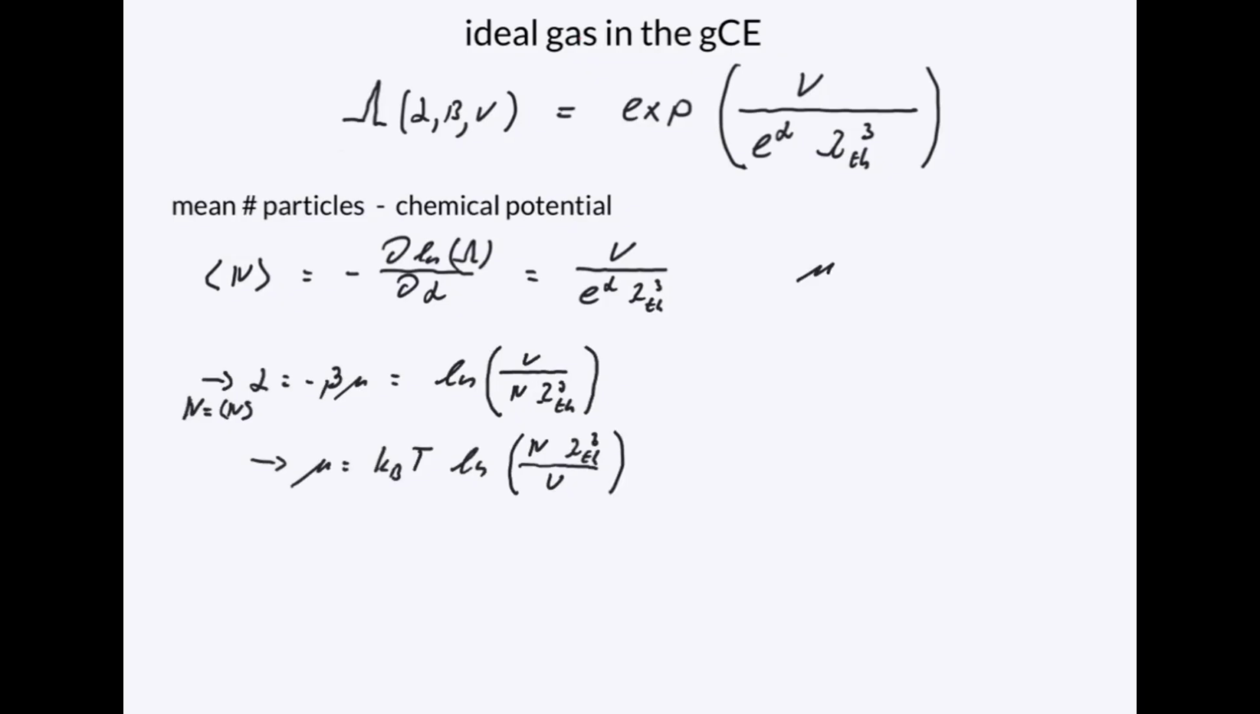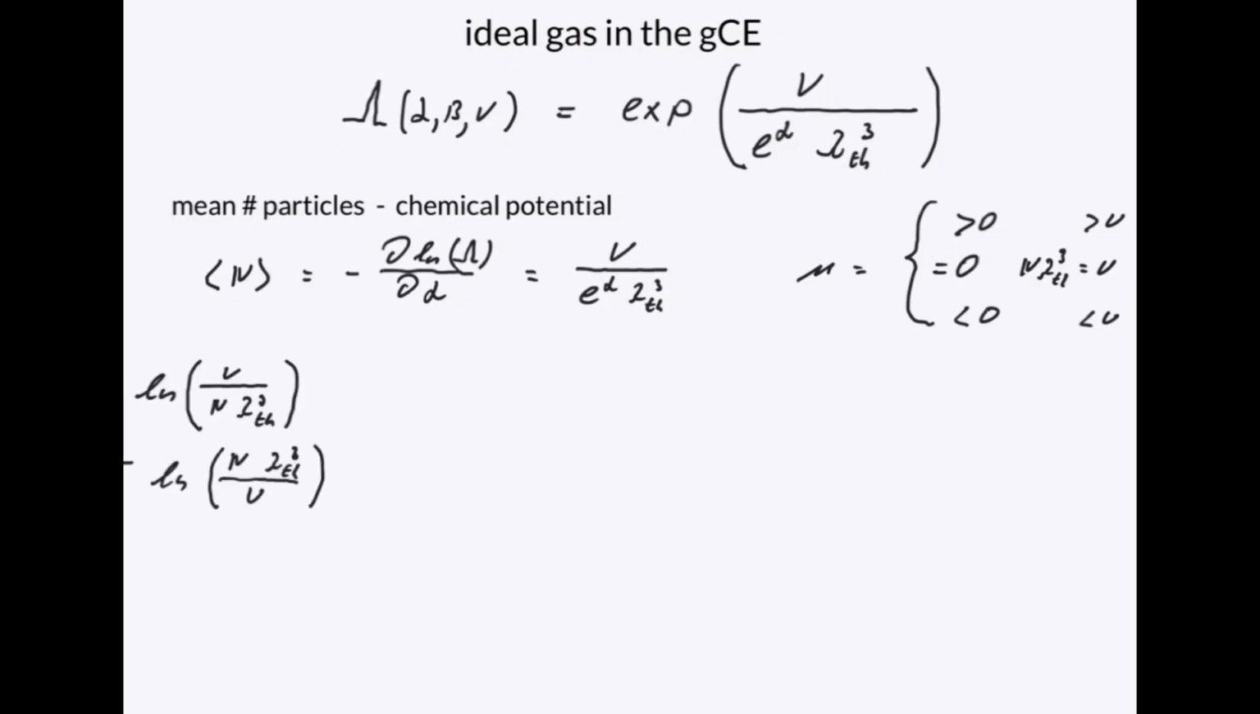This latter expression we now use for the interpretation of the chemical potential μ. In case the thermal volume of all particles, given by N times λ thermal to the power 3, is equal to the volume, then μ is equal to 0. Yet if the total thermal volume of the system is larger than V, then μ is positive, or when it's smaller than V, μ is negative.